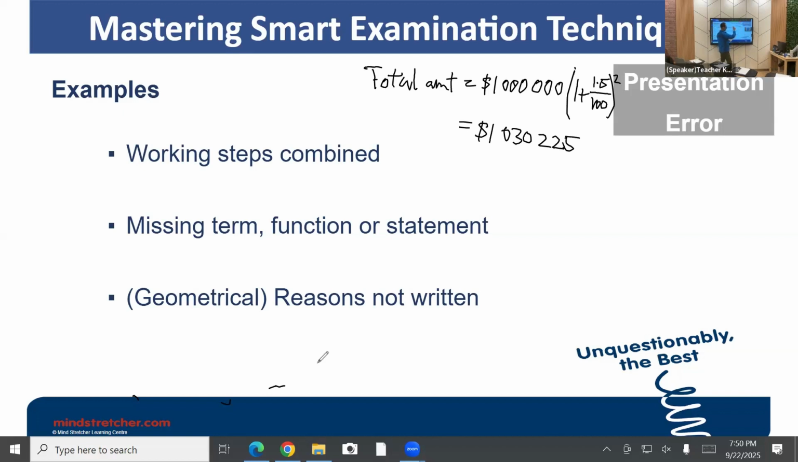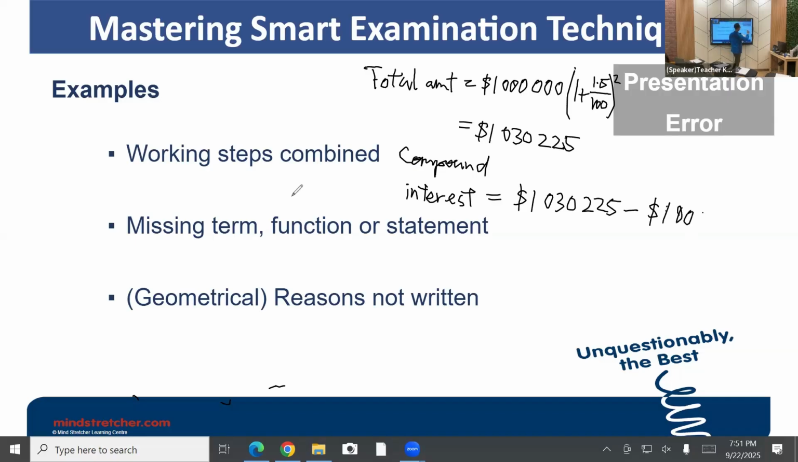Then the next step should be the compound interest. Okay, the pen's a bit funny. So the compound interest will then be 1,030,225 minus, sorry, this one is bugged. Okay, then after that, minus your $1 million. Then from here, you will get 30,000. It should be a two-step approach in that sense, where your first step is only to find the total amount and then followed by compound interest.